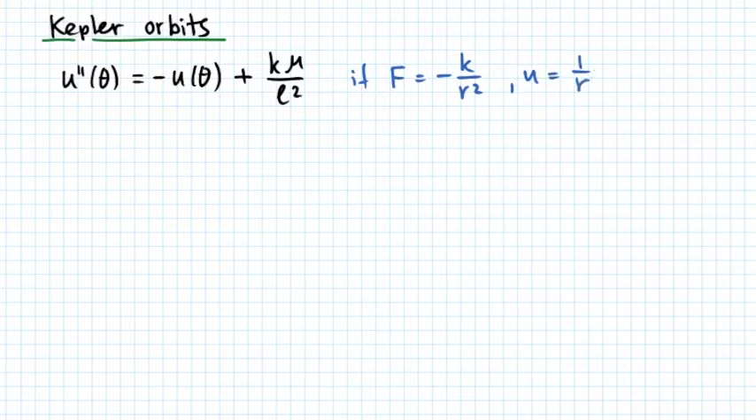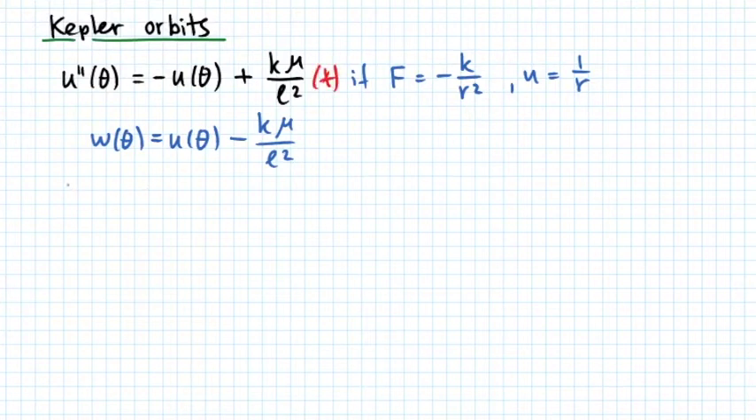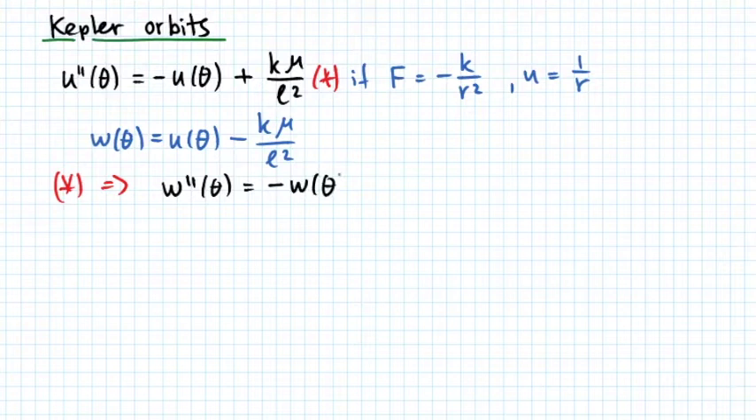We can substitute u with w, which is given as u minus the constant k mu over L squared. Then we get from the equation of the shape of the orbit w double prime of theta equals minus w of theta. Well, this is just a simple harmonic oscillator. We know how to solve that.